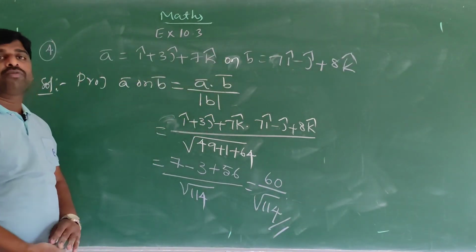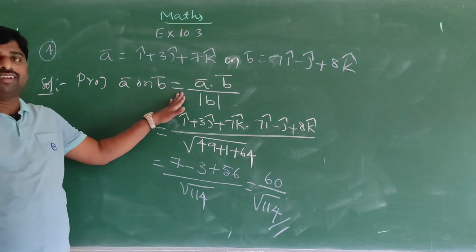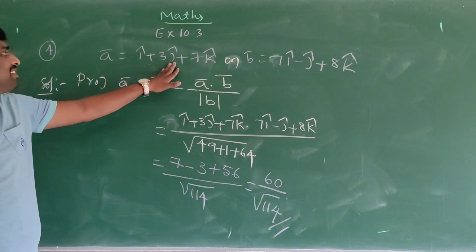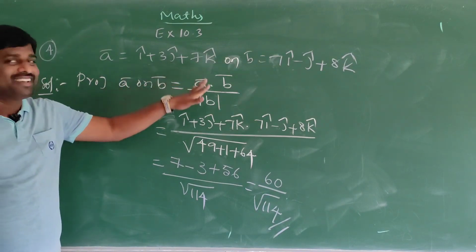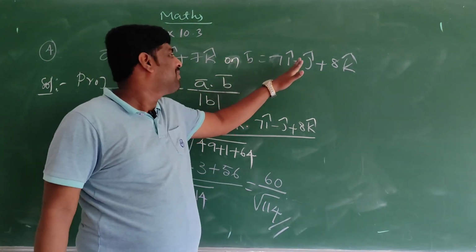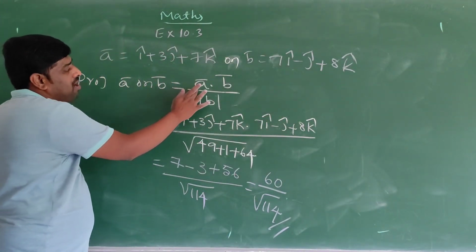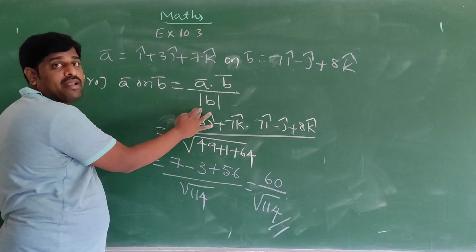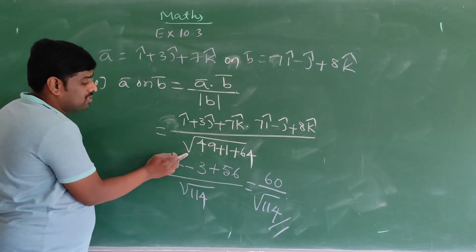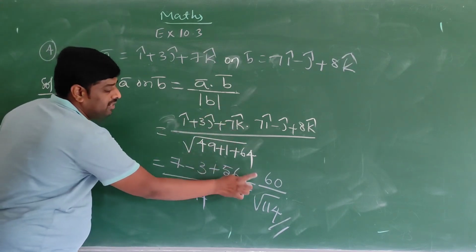This is the projection of A bar on B bar. That means A bar is i cap plus 3j cap plus 7k cap, B bar is 7i cap minus j cap plus 8k cap. The projection of A bar on B bar is A bar dot B bar divided by magnitude of B bar. Substitute A bar, substitute B bar, find the magnitude of B bar, and simplifying you will get 60 divided by root 114.